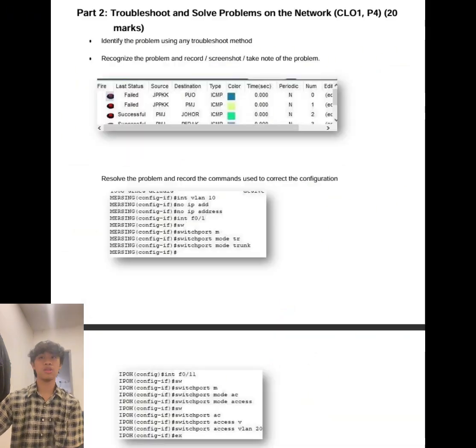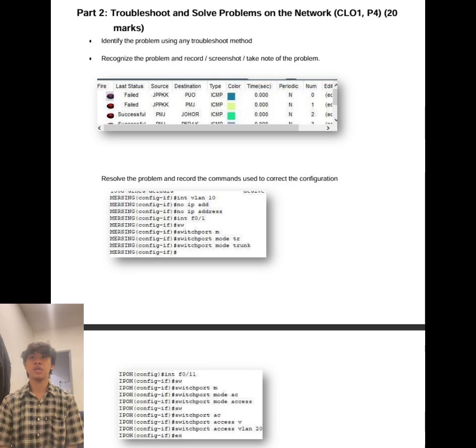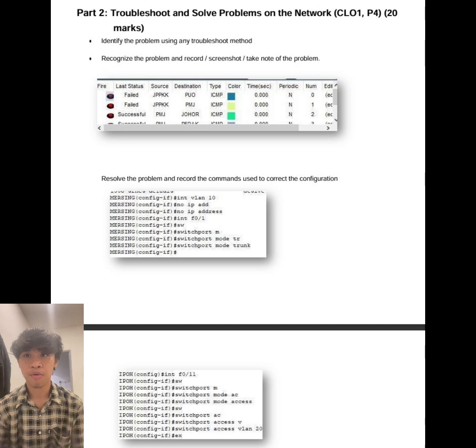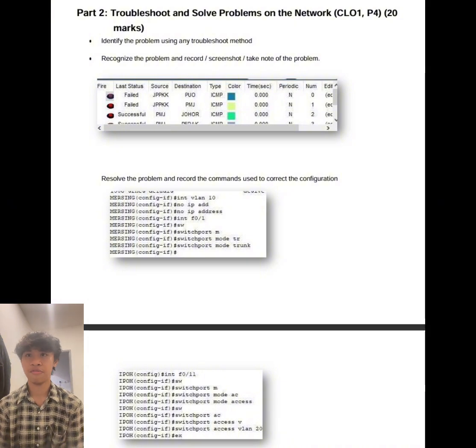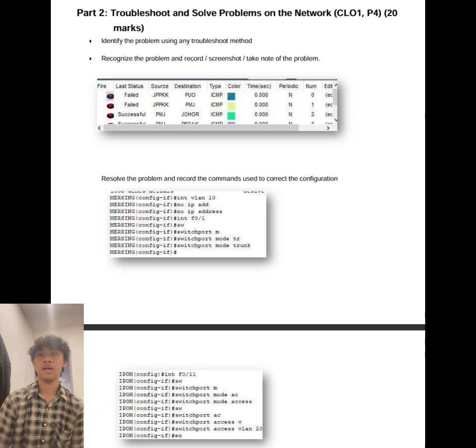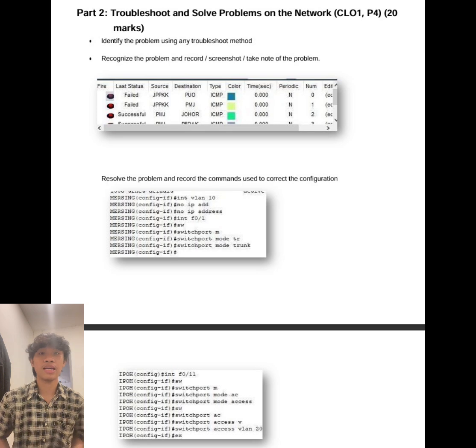Right, so for part 2, troubleshoot and solve problems on the network. Identify the problem using any troubleshoot method. Recognize the problem and record, screenshot, take note of the problem. So as you can see here, this is the status of the problem. So we have recognized the problem here. So as you can see, JPKK to PO is failed, to PMJ is failed, and PMJ to Johor and PMJ to Perak is successful.